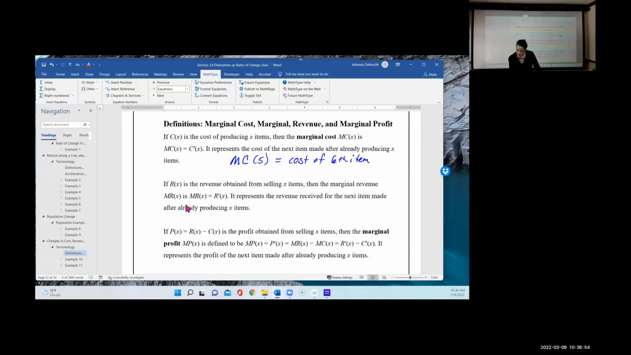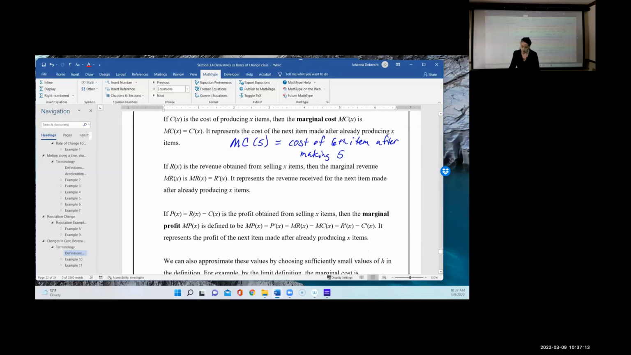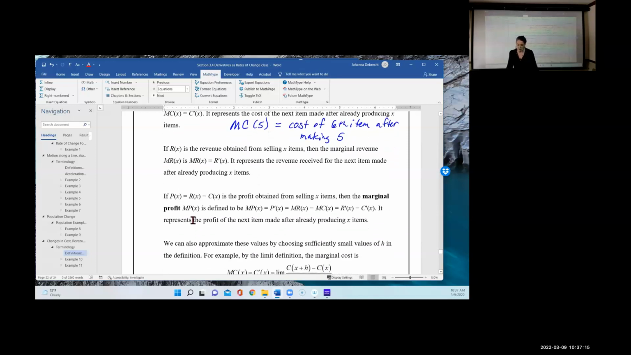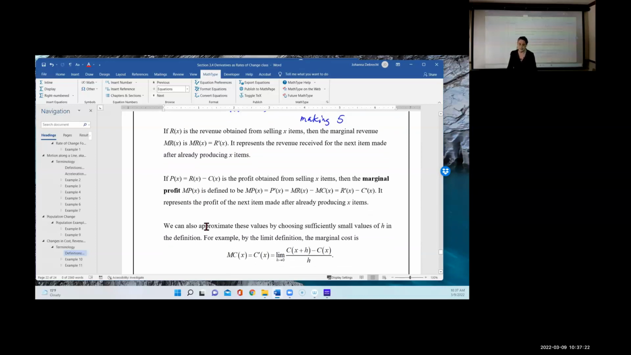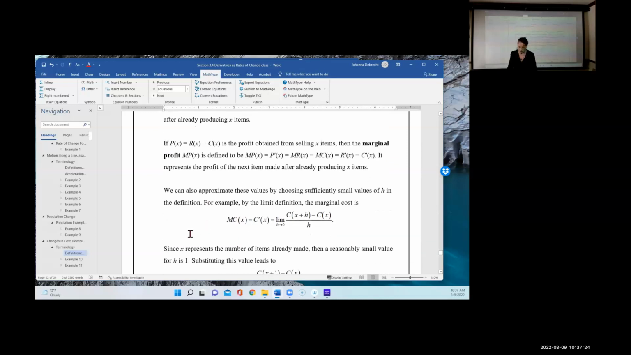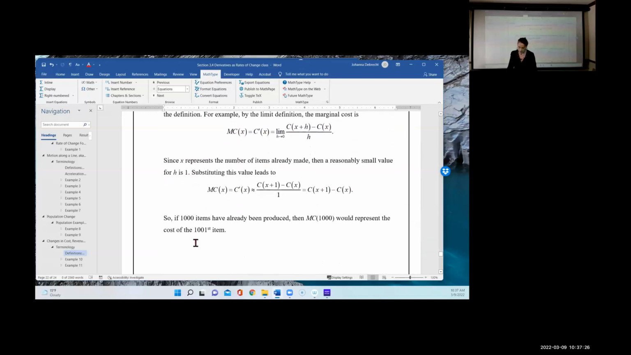After I've already made 5. So marginal cost is sort of the cost of the next item after I've already made this many, all right? Marginal revenue is the same thing. It's the revenue for the next item after already having sold a certain number, and marginal profit is the profit on the next item after having already sold a certain number, all right?